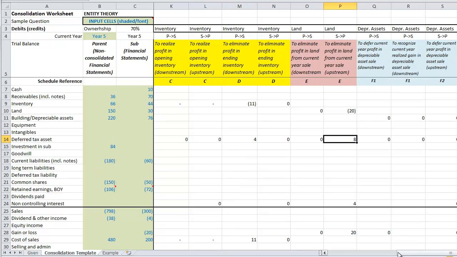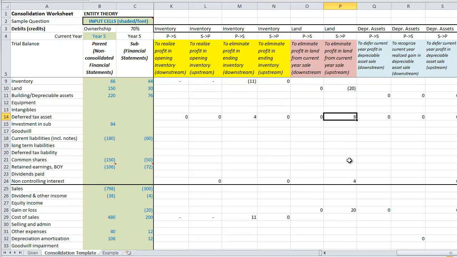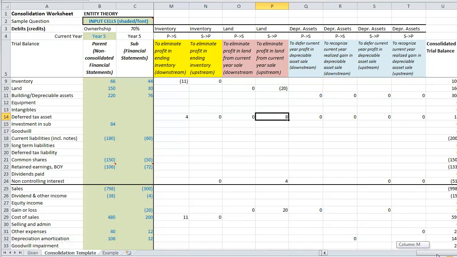The next adjustment we have is in column P, where we have to eliminate the land sale transaction between the subsidiary and the parent. So that gain of $20,000 is deferred, as well as the tax that would have been paid, until that land ultimately gets sold outside of the consolidated group. And then finally, we've got the depreciable assets, and there were no transactions over here to report.